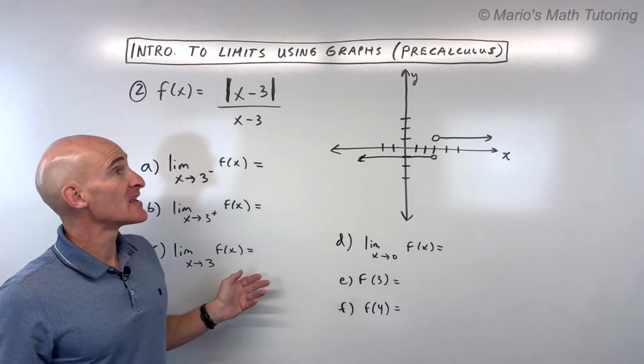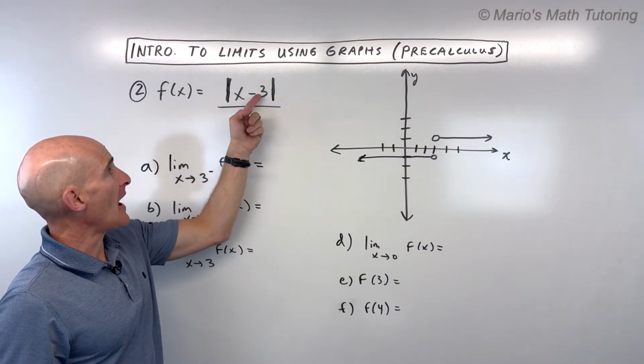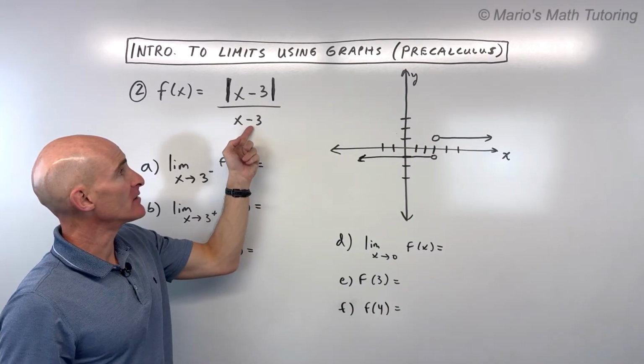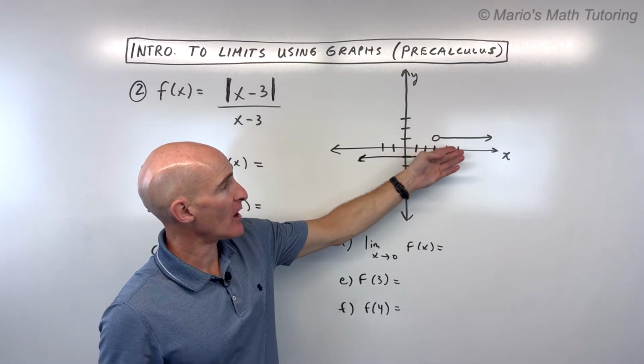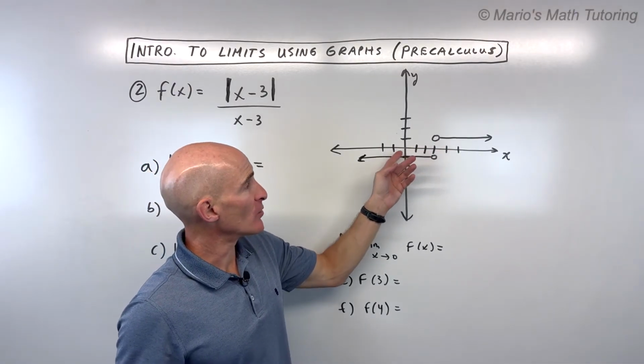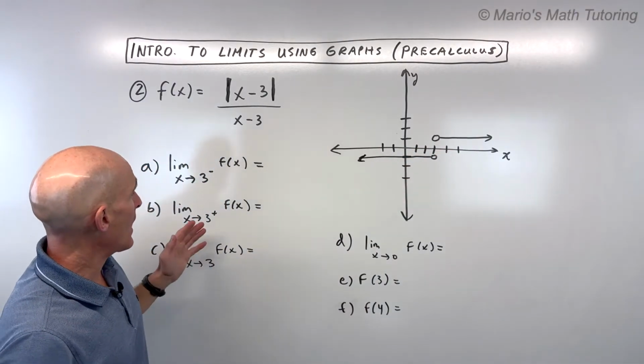Okay, for our second example, we're going to be looking at f of x equals the absolute value of x minus 3, divided by x minus 3. So if we graph that, and you can do this on your graphing calculator, you can see that we're getting this type of graph here. Now let's look at the limit.